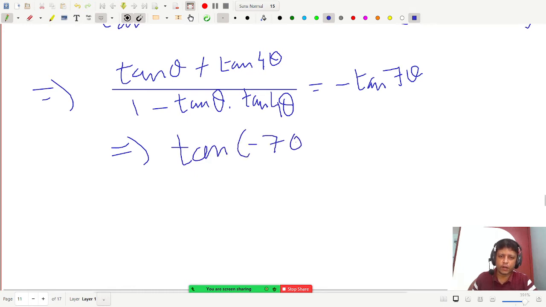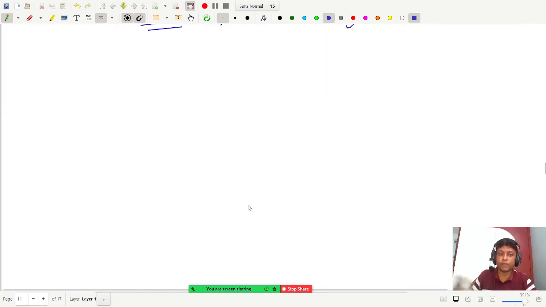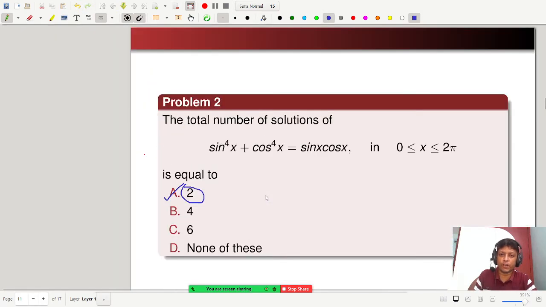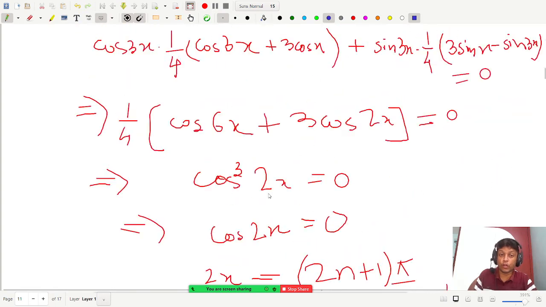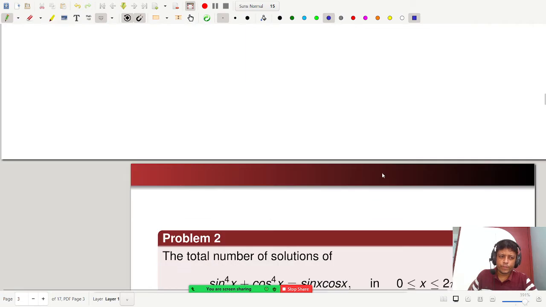So I'm writing tan of minus 7 theta equal to tan 5 theta, or tan 5 theta equal to minus. So for tan, what is the general formula? What is the general formula for tan? Let me show you what is the form of the general solution of tan theta. Look at the last one: if tan theta equal to tan alpha, then theta equal to n pi plus alpha. That's it. So you can write that.